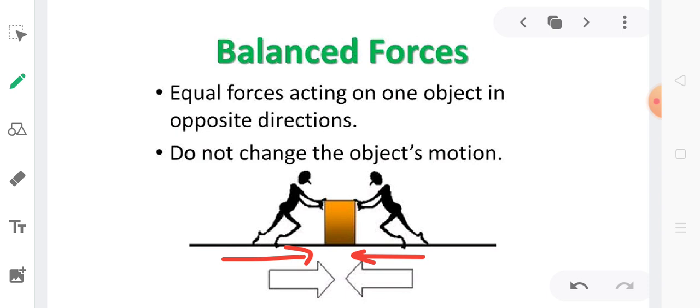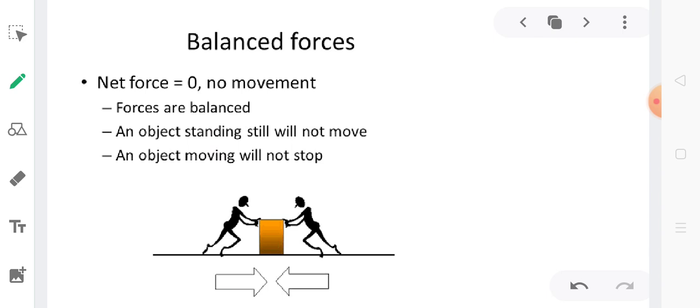Now, if the forces applied by both the people are equal, suppose each one of them applies a force equal to F, then obviously equal forces acting on one object will cancel out, and ultimately there will be no change in the object's motion. So net force is equal to 0 and hence there will be no movement.